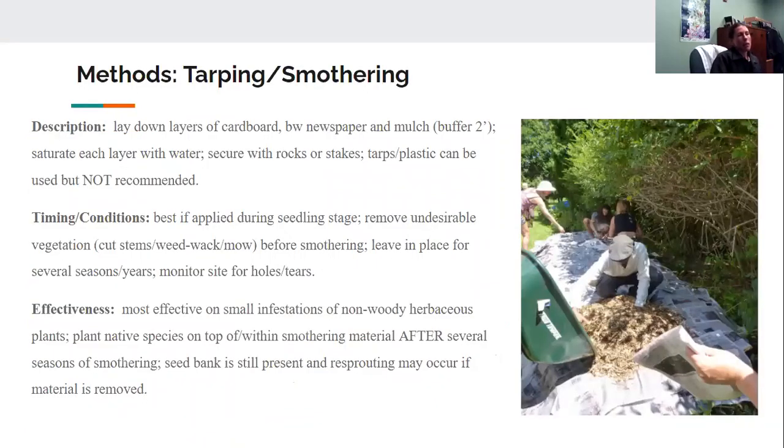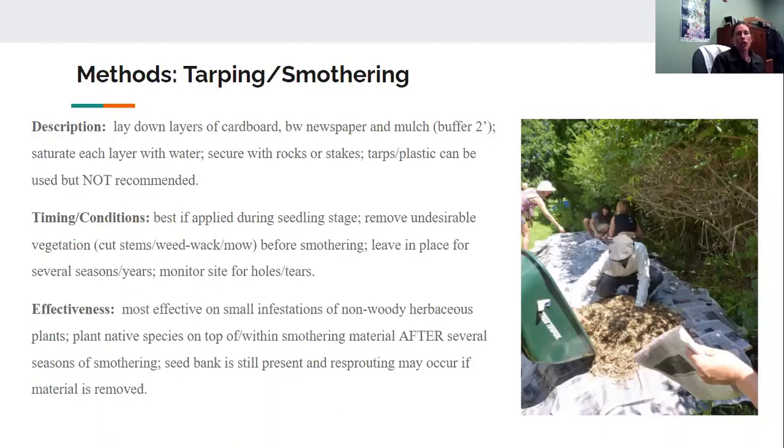Another method we're calling tarping or smothering. In this method, you lay down layers of cardboard and black and white newspaper. I do not recommend laying down colored newspaper because the ink does have chemicals in it and that will get into your soils. So you lay down these layers of cardboard and newspaper, and as you're laying down these layers, you saturate each layer with water. And then you add mulch on top of that.